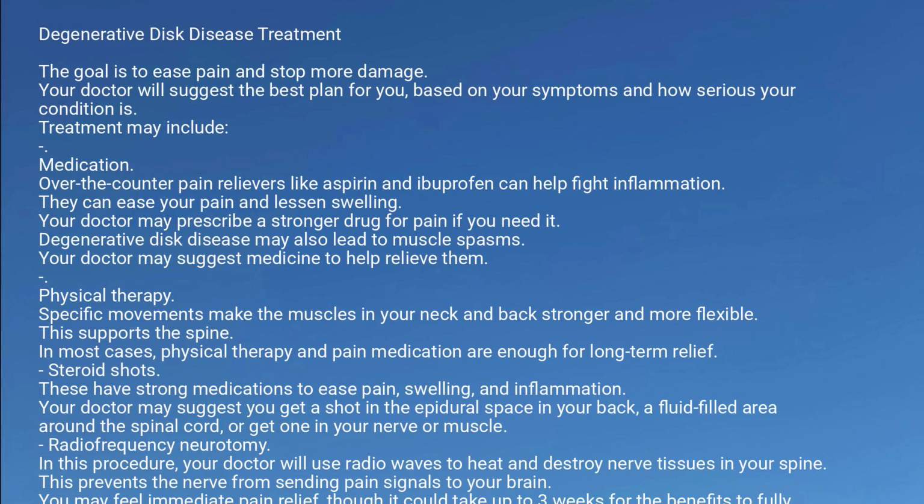Radiofrequency neurotomy. In this procedure, your doctor will use radio waves to heat and destroy nerve tissues in your spine. This prevents the nerve from sending pain signals to your brain. You may feel immediate pain relief, though it could take up to 3 weeks for the benefits to fully kick in. That pain relief typically lasts 6 months to a year, though it can continue for several years. Unfortunately, some people do not benefit as much as others from this procedure.